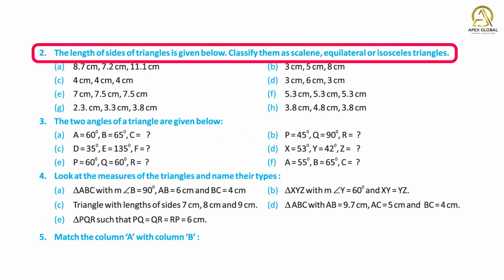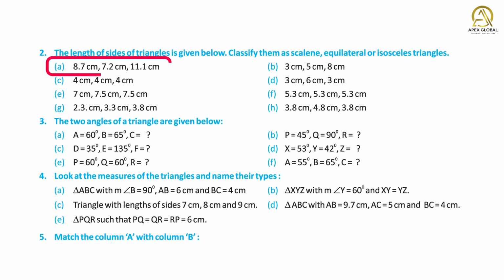Question 2. The lengths of the sides of a triangle are given below. Classify them as scalene, equilateral or isosceles triangle. A. 8.7 cm, 7.2 cm, 11.1 cm.